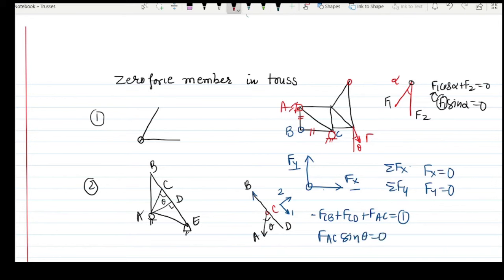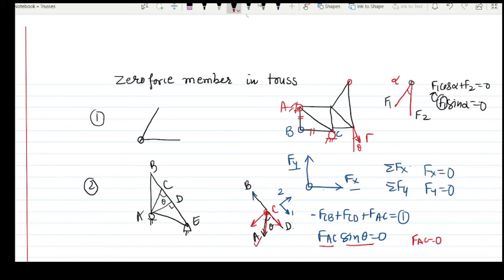So here you can see that for the component of this member AC, one force is going to be in this direction, another force is going to be in this direction. So from the second equation we can see either sine theta will be 0 or FAC will be 0. But theta is not 0 because it is there in the structure. Definitely FAC will be 0. So here we can conclude that if we have two collinear members, here members BC and CD collinear, and a third member which is a side branch, then the side branch will be 0. So whenever you find two collinear members and a side branch, the side branch will be 0.